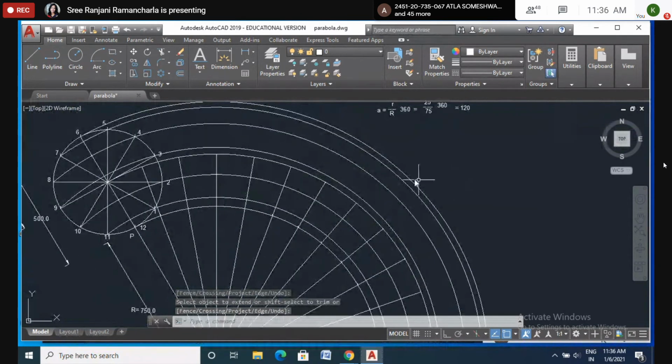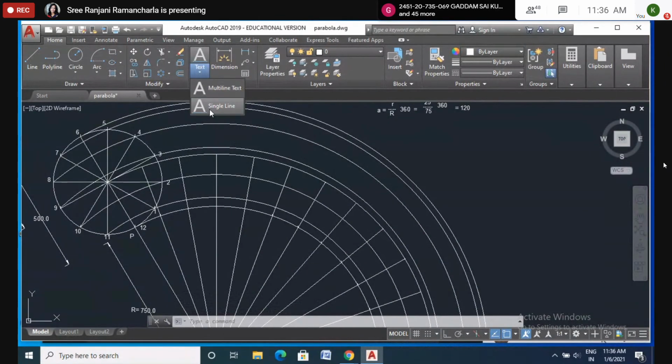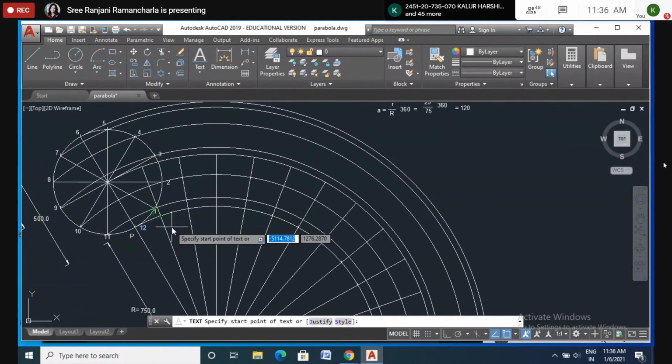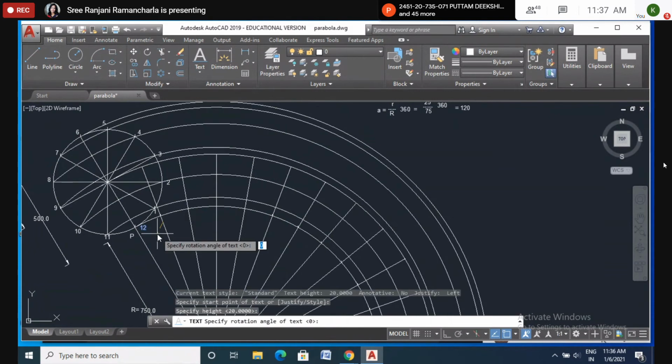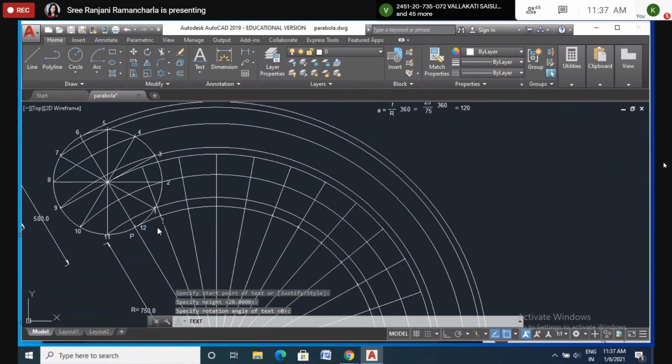So here I will make it as 1 dash, 2 dash, same as in the cycloid. Here this is 1. When the wheel is rotating on this curve, this will become 1 dash. So I will make it as 1 dash here. 1 dash. This is 2 dash.